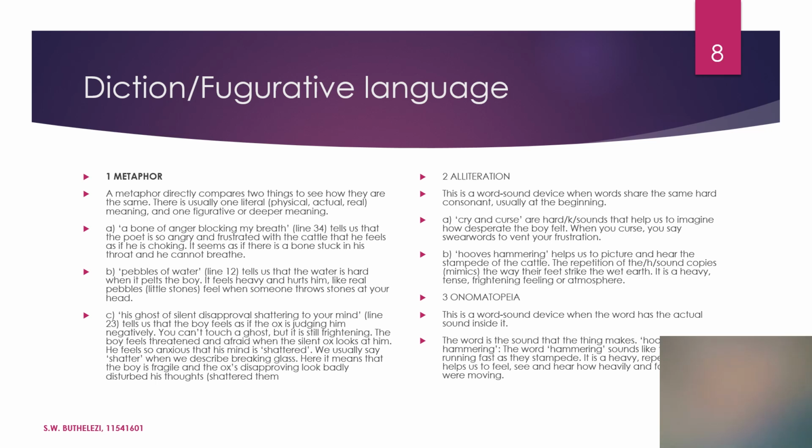An example of a metaphor is in line 34. In the line that says "a bone of anger blocking my breath," the poet is so angry and frustrated with the cake. He feels as if he is choking. It seems as if there is a bone stuck in his throat and he cannot breathe.